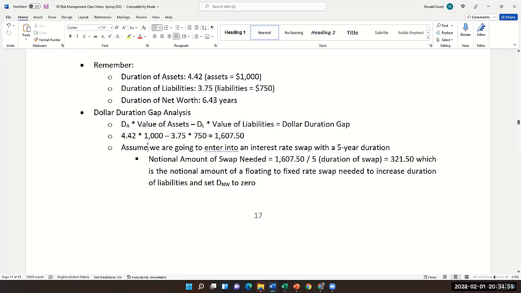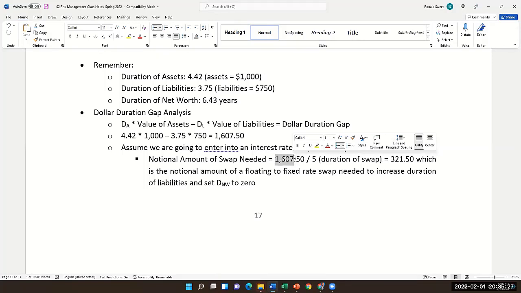And then you call your broker, and your broker says, hey, I got a really good 5-year duration swap out there. You say, okay, 5-year duration, you take 1,607.50, divide by 5, and that's how much of a swap you want to do. That's the notional amount of your swap. So if you had a 10-year duration swap, you would get a notional amount of 160.75. But you have a 5-year swap, so you take the dollar duration gap divided by that.